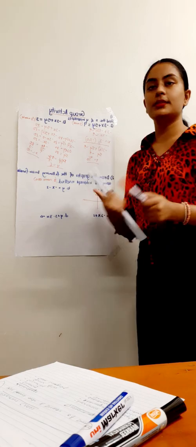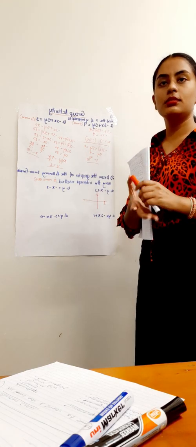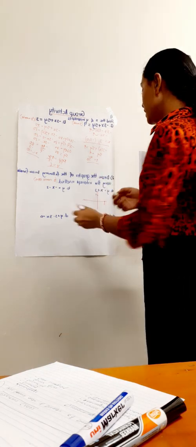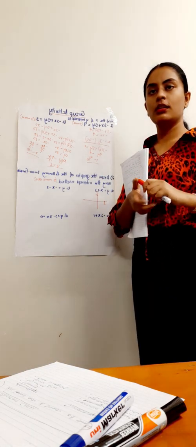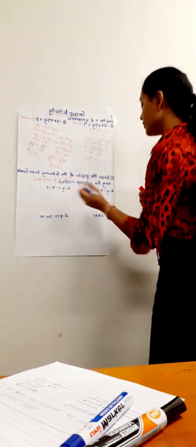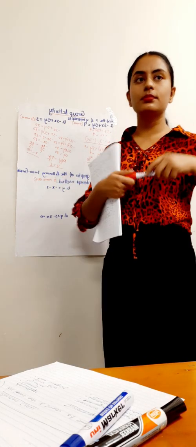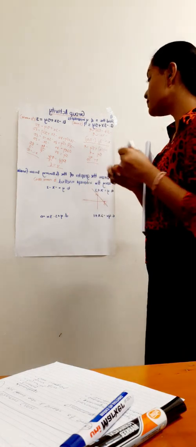What are your 2 points? The point for x is negative 3, 0, right? And what is your point for y? 0, 3. Okay. So the graph goes like this. Do you have this graph in your books? Yes, madam. Okay, very nice.